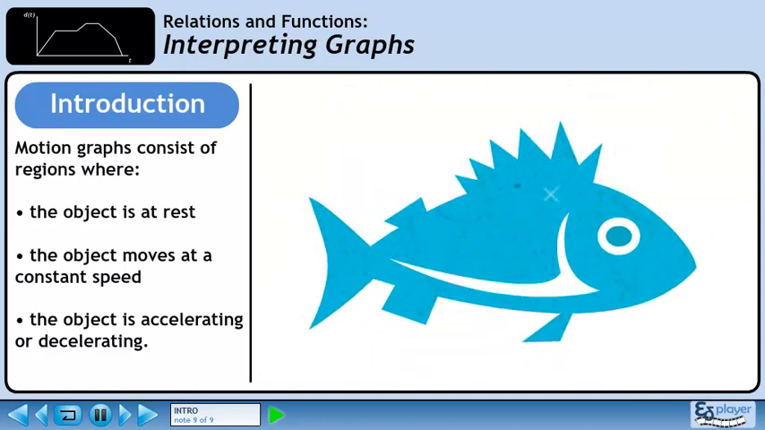To summarize, we can represent the motion of a fish on a graph in three ways. We use a flat line if the fish is motionless, we use a straight slanted line if the fish is moving at a constant speed, and we use a curved line if the fish is accelerating or decelerating.